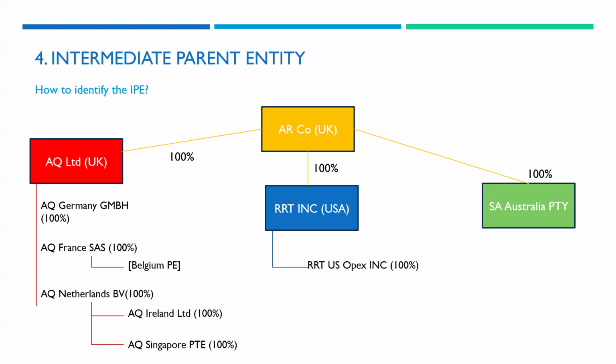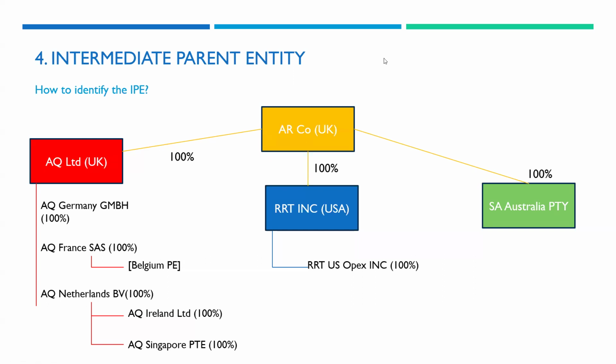But we need to apply this in line with the definition. So why ARCO? It is because this entity owns a controlling interest in another constituent entity. At least one is what the definition requires. So it holds controlling interest in another constituent entity, and at the same time, it is not held by any other entity. By satisfying this definition, it is the UP. Now you tell me, what is the IP?